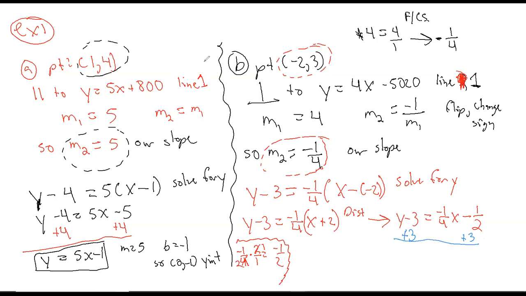And what that's going to give us, on the left side, it's just y equals now. On the right side, we got our negative 1/4 x. And then negative 1/2 plus 3 is going to be positive 5/2. And that's our equation of the line.